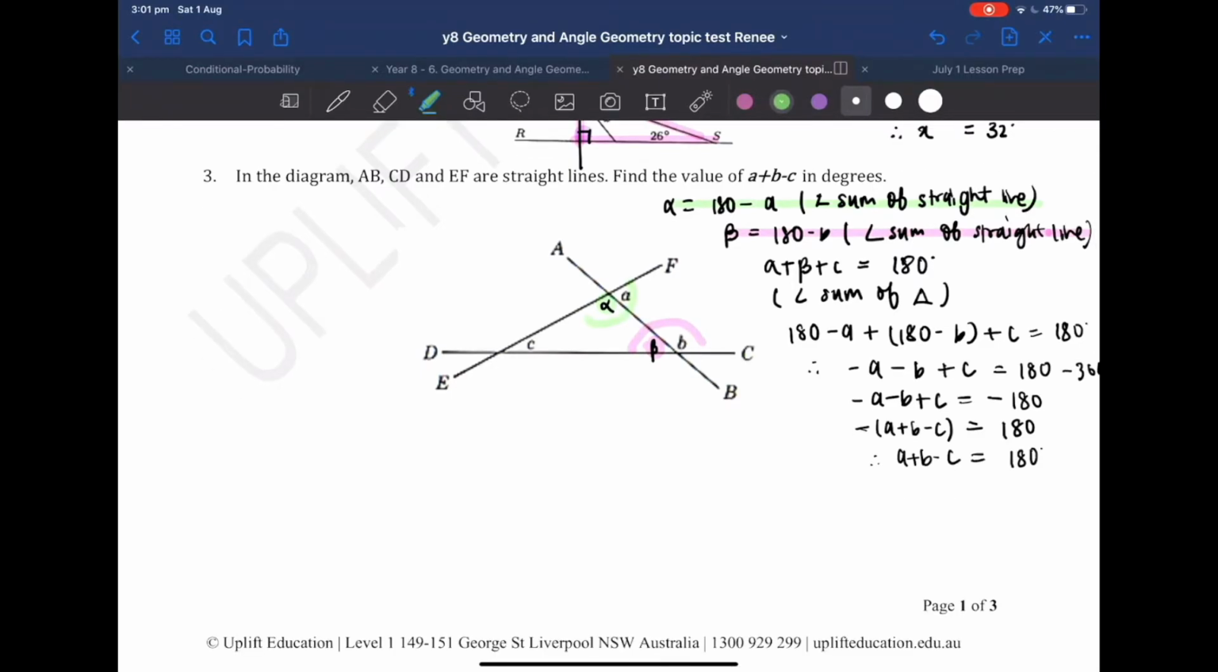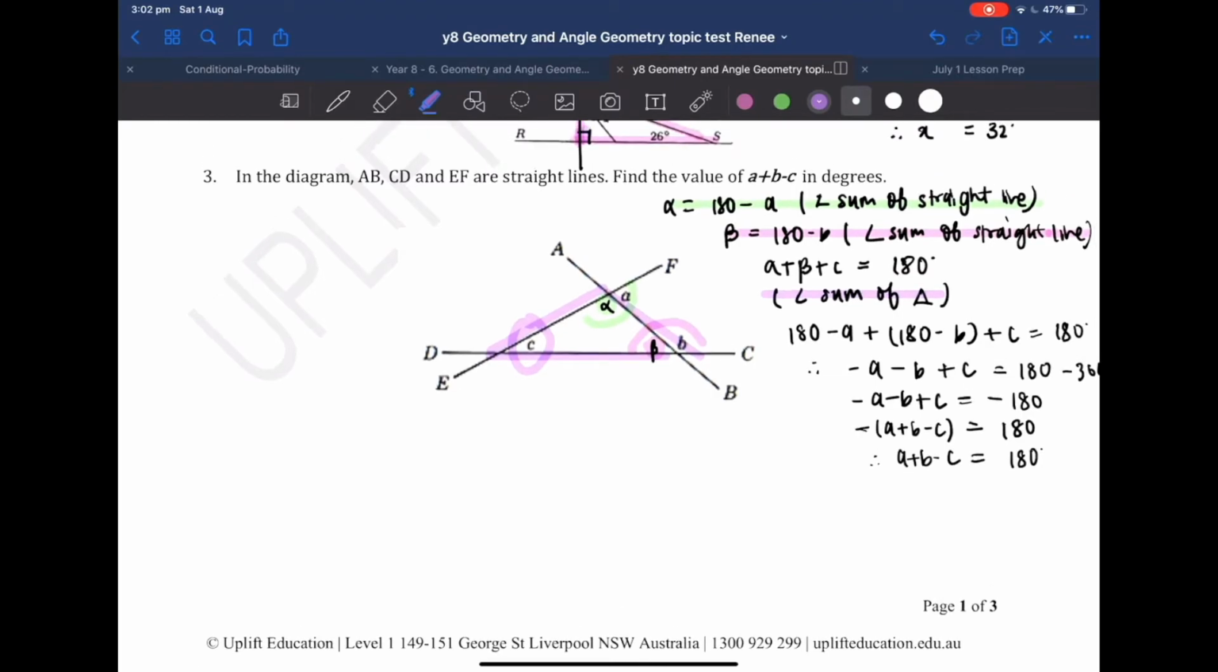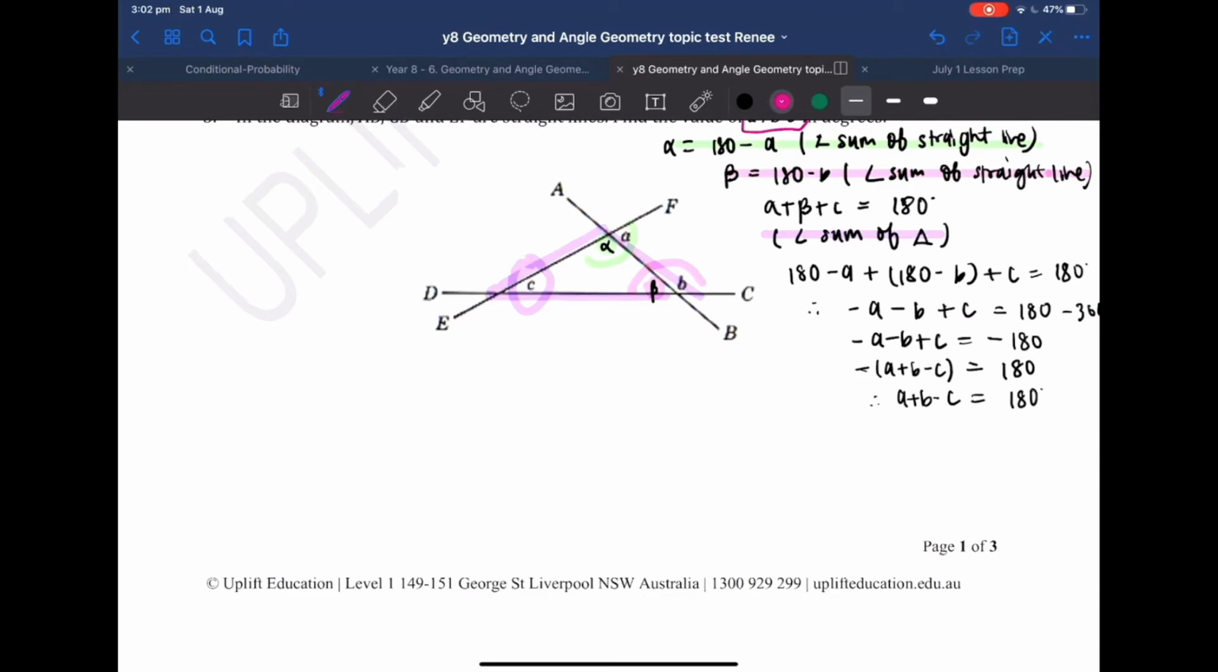Now that I know alpha and beta, I can say that alpha plus beta plus this c that we needed to find should sum to give 180 degrees, because we're working in this triangle here. So we're using angle sum of a triangle. I subbed in what I found alpha and beta to be in terms of a and b, because remember what we're looking for is our answer to use a, b, and c. So I know that alpha is 180 minus a from before, and I found beta to be 180 minus b.